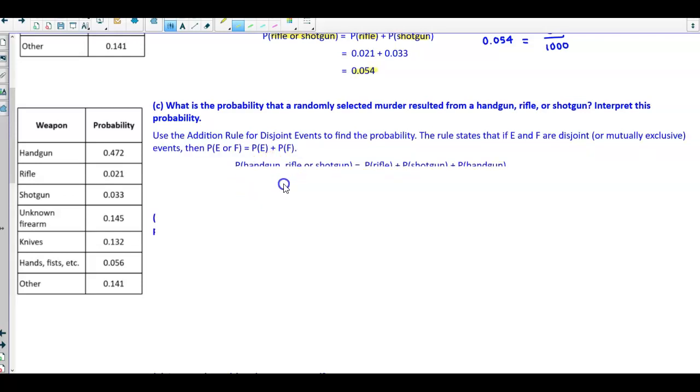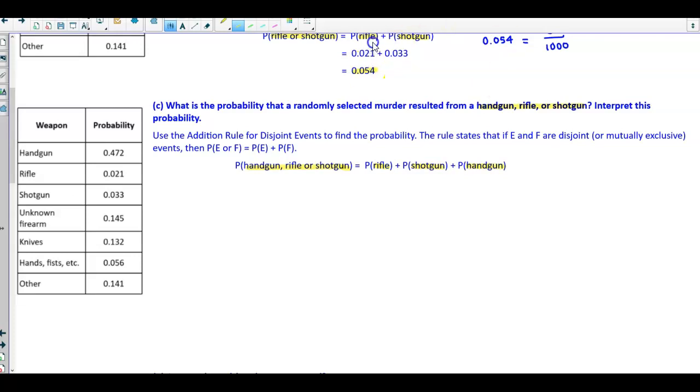Okay, so what we're going to do is look at the probability of a handgun, rifle, or shotgun. That's what is in our question. We're looking for the probability of a rifle or shotgun, which means it's going to equal the probability of the rifle plus the probability of the shotgun plus the probability of the handgun.